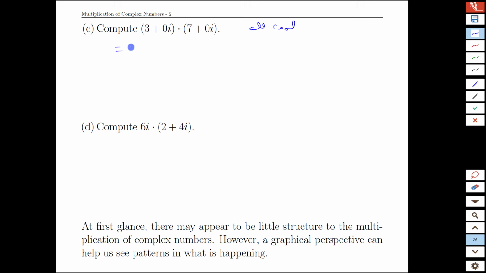3 times 7 is 21, and then every other term that we get is 0, or worst case, 0i squareds, and 0 times anything is still 0, so we do get 21. So 3 times 7 is still 21, even with the 3 and 7 thought of as possibly complex numbers. Now, what if we had a pure imaginary times something else? That doesn't turn out to be a big problem either.